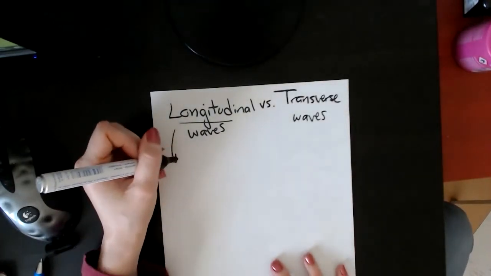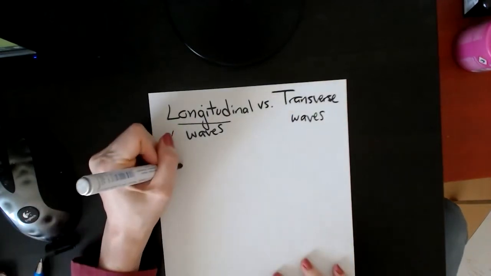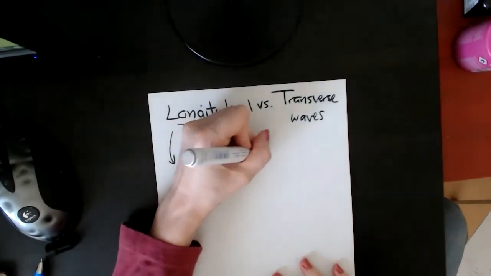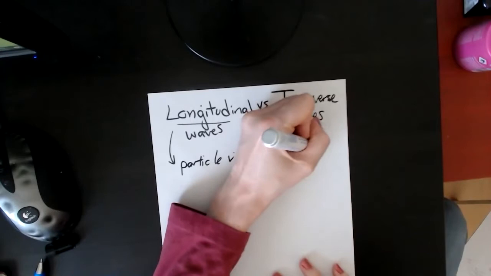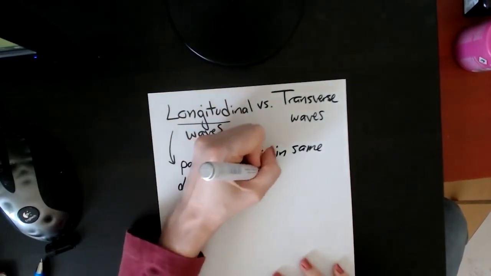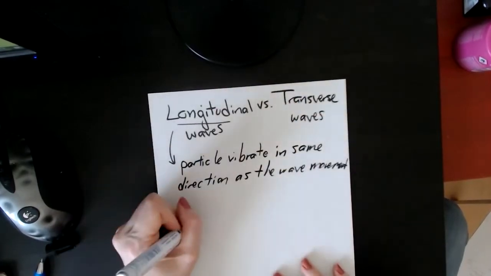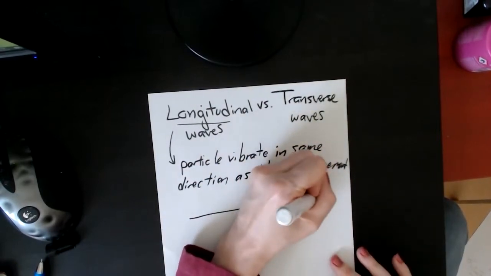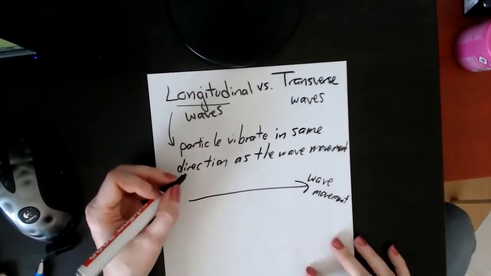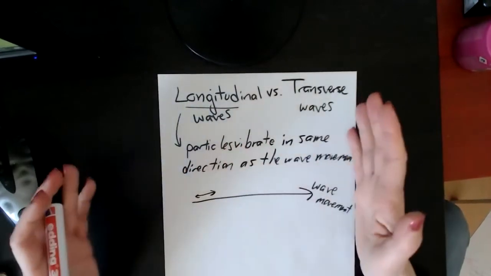So longitudinal waves are where the vibrations of the particles are in the same direction as the wave movement. So the idea is if this is your direction of the wave, this is your wave movement, then what happens in a longitudinal wave is the particles are expanding and compressing.